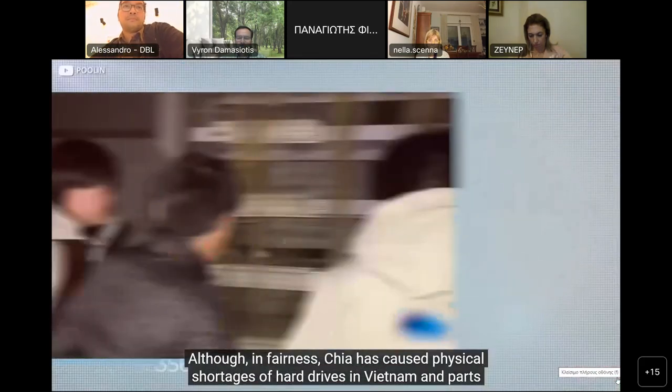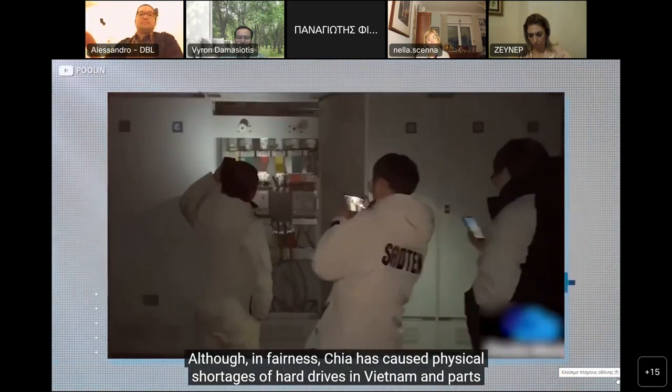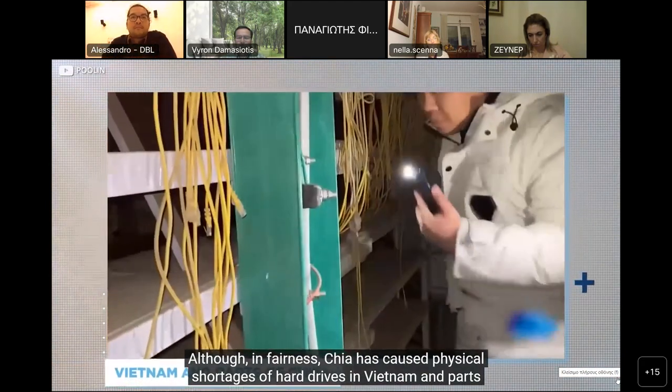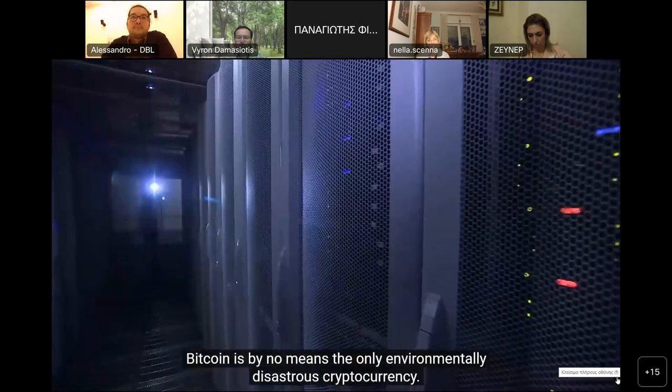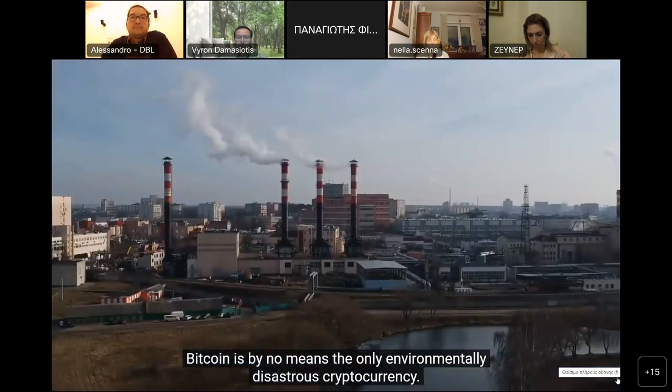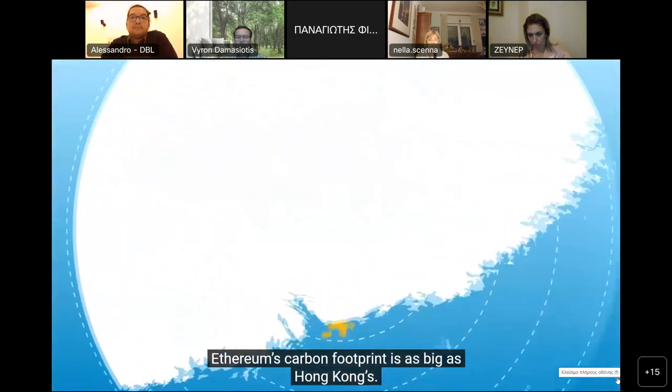Although, in fairness, Chia has caused physical shortages of hard drives in Vietnam and parts of China. Bitcoin is by no means the only environmentally disastrous cryptocurrency. Ethereum's carbon footprint is as big as Hong Kong's.